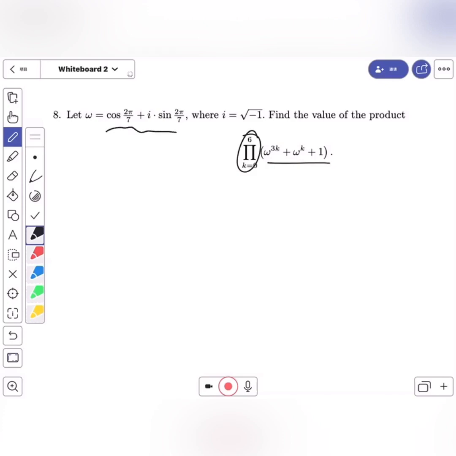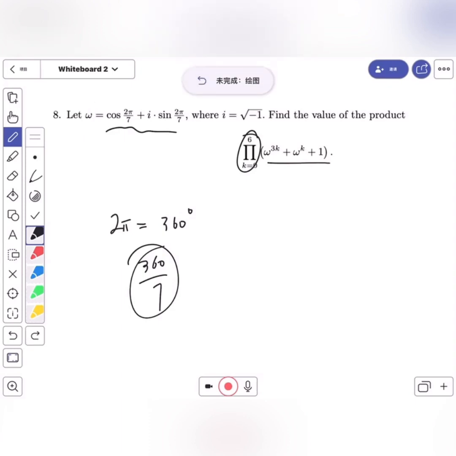Okay, so do we know what cosine of 2 pi over 7 is? Well, we know that 2 pi in degrees is equal to 360 degrees, and 360 over 7? What is that? We don't really know what this value is. It's not even going to be an integer, and it's not that easy to deal with compared to, let's say, 60 degrees or 120 or 45. So how are we going to know the value of omega if we don't even know the imaginary part and the real part?